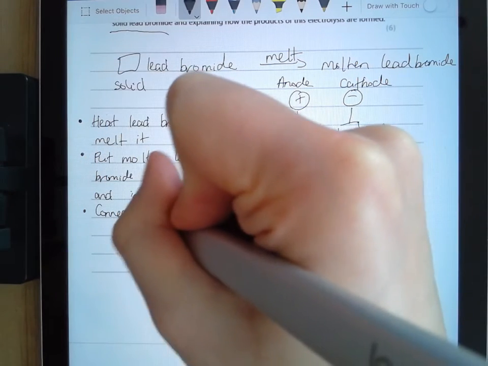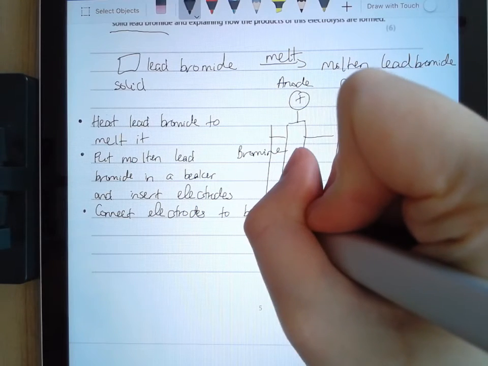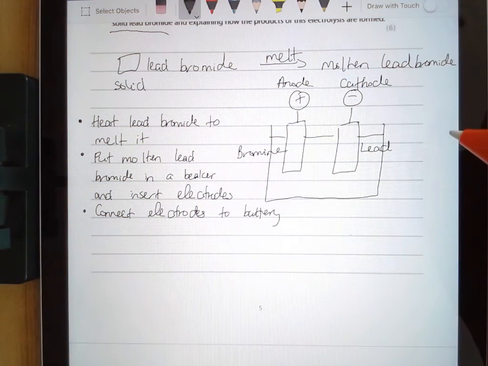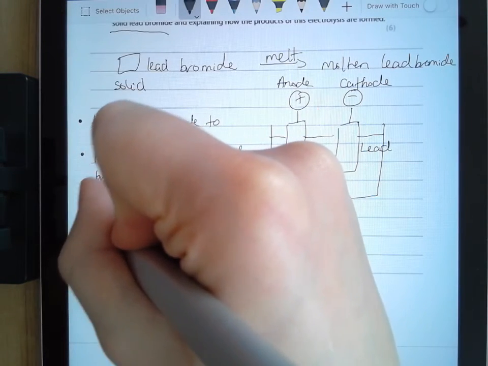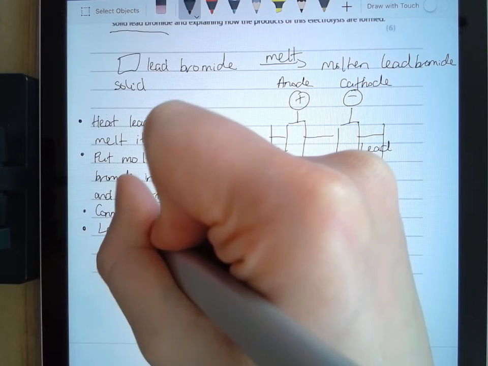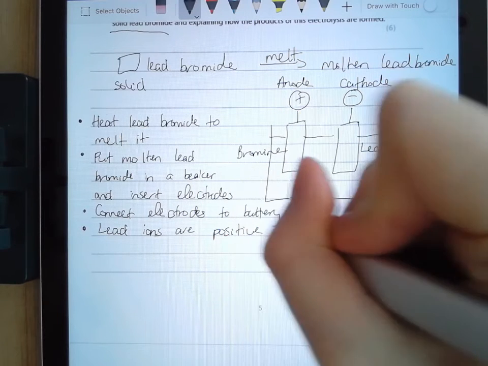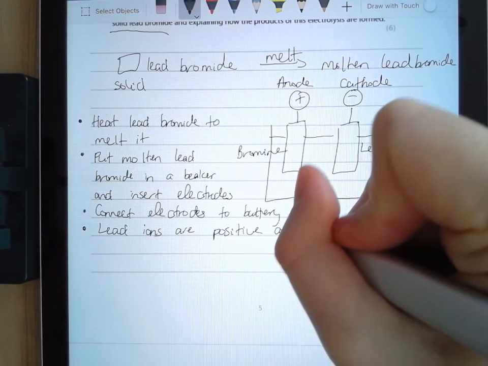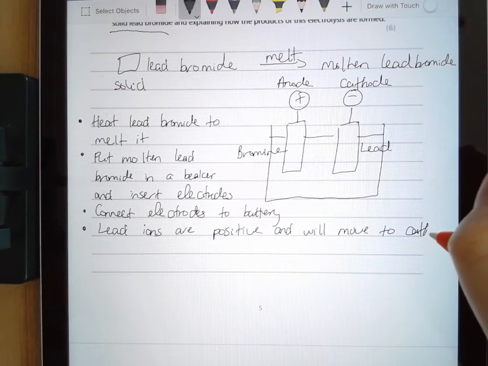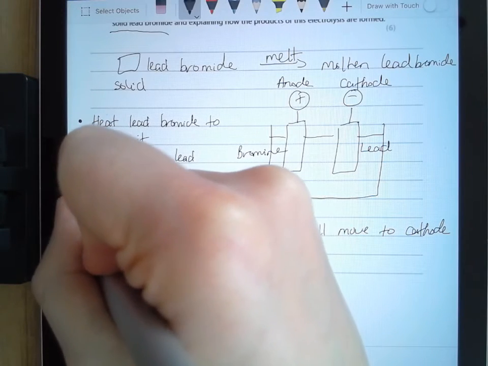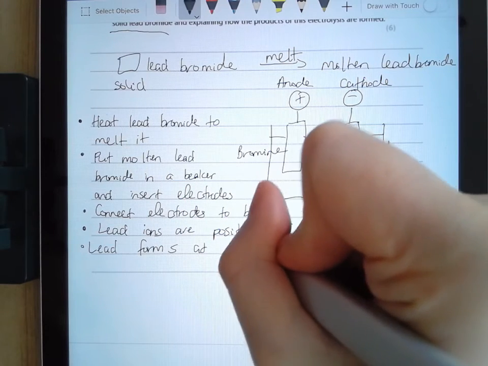Connect electrodes to a battery, which is again what I've shown here in my diagram. Connect electrodes to battery, okay? Lead ions are positive. Metals are always positive. Lead ions are positive and will move to the cathode. Okay, so lead forms at the cathode.